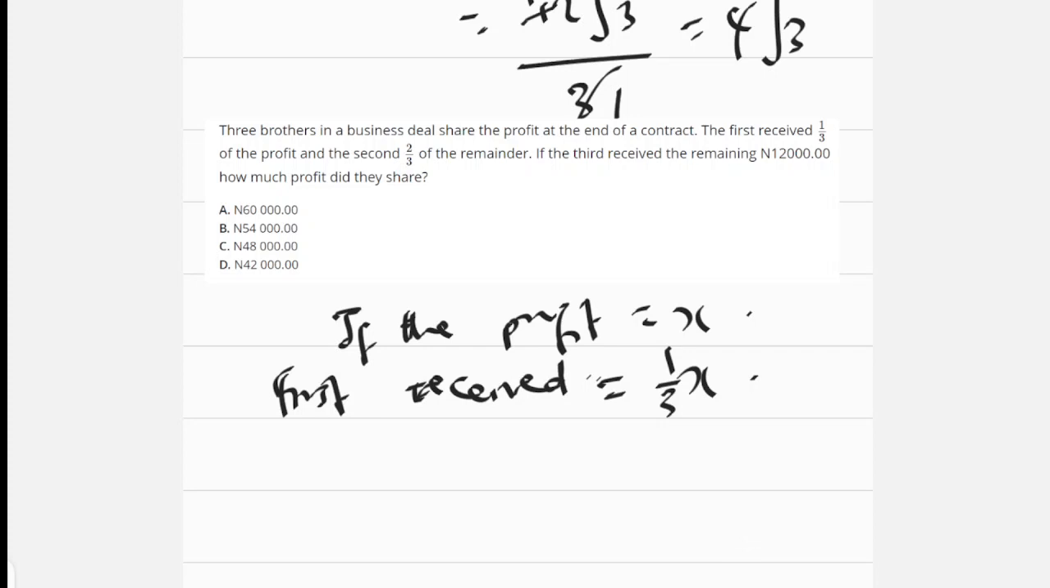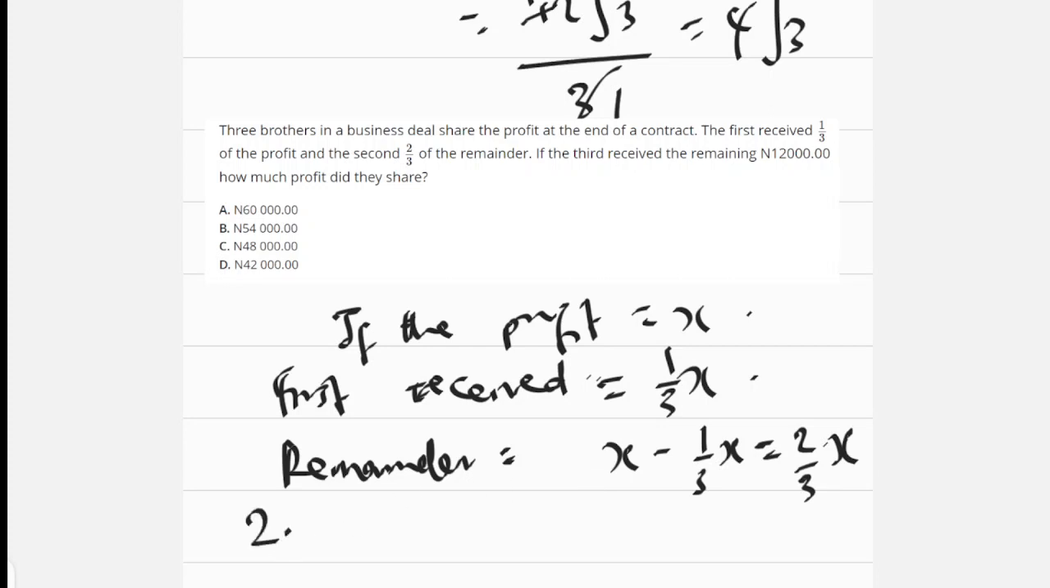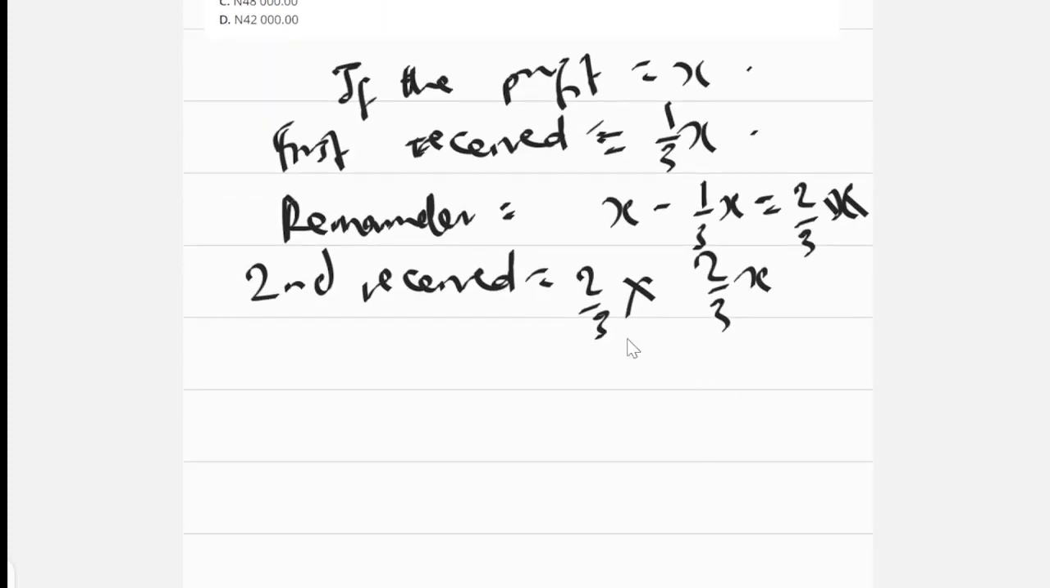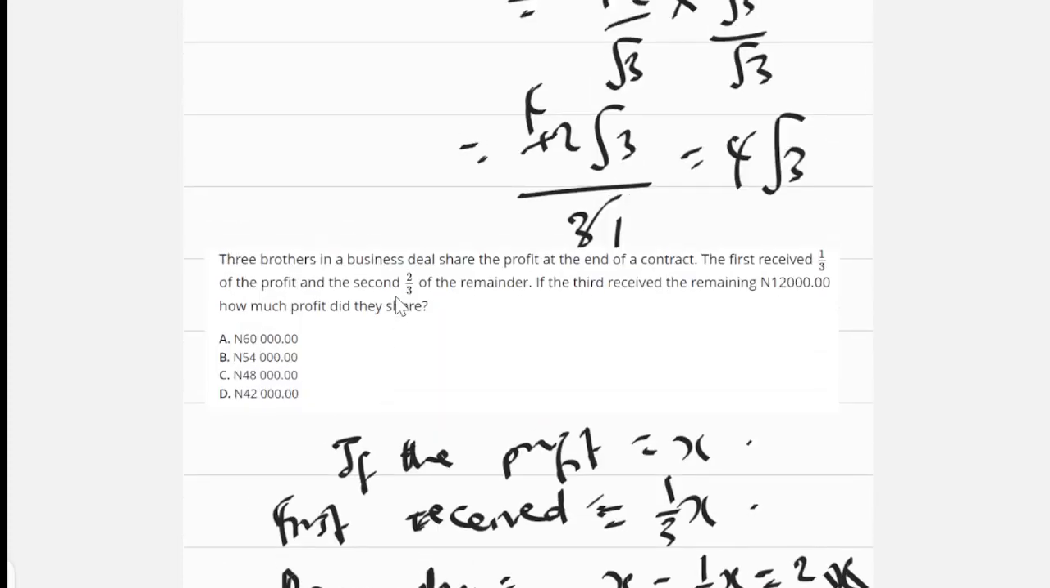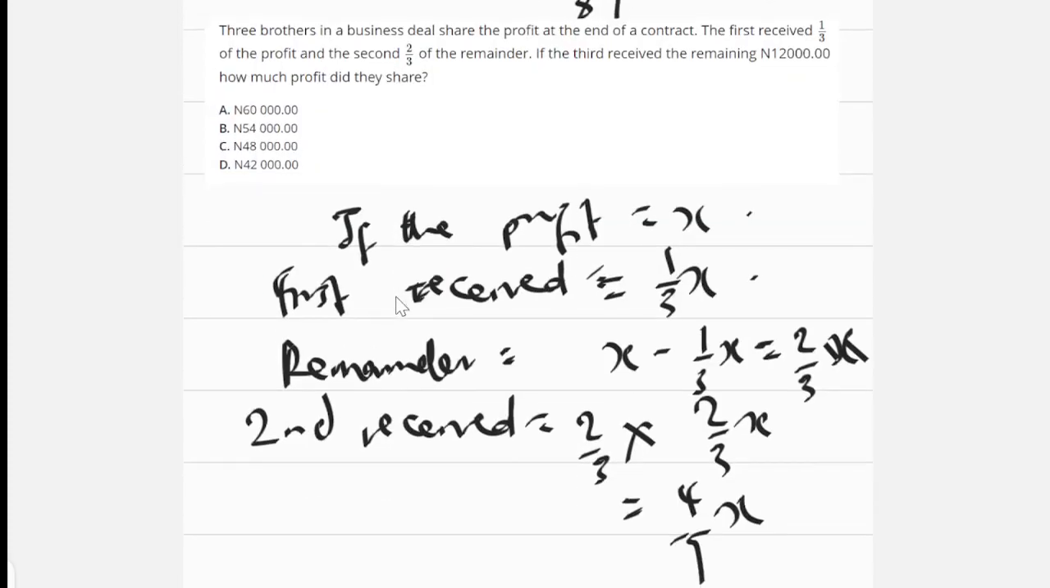What will be the remainder now? First of all, find the remainder. The remainder will be x minus 1 over 3x. And what is x minus 1 over 3x? That's 2 over 3x. So we want to know the amount the second received. They said the second received 2/3 of the remainder, and the remainder is 2/3x. I hope you understand now. So this will give me 4/9x.